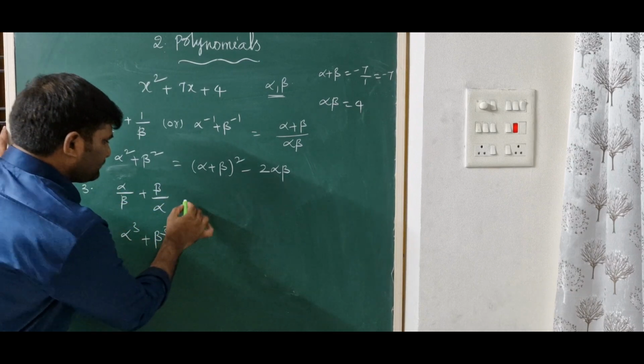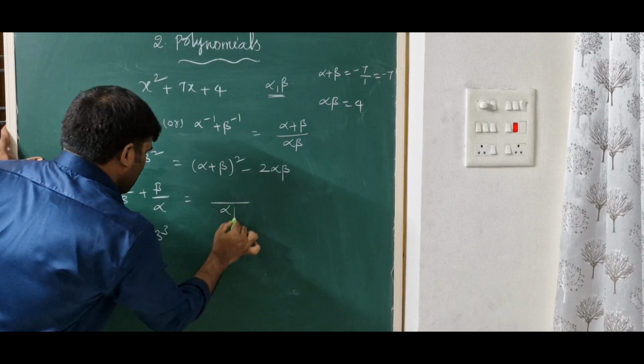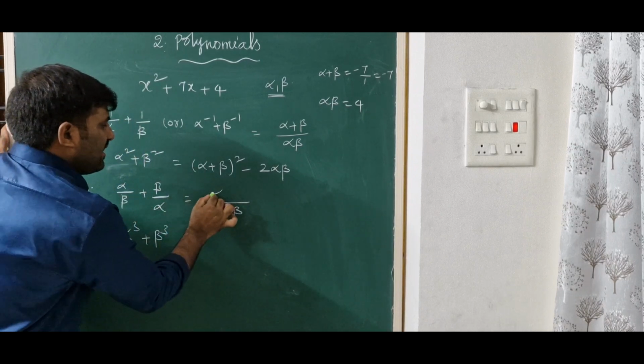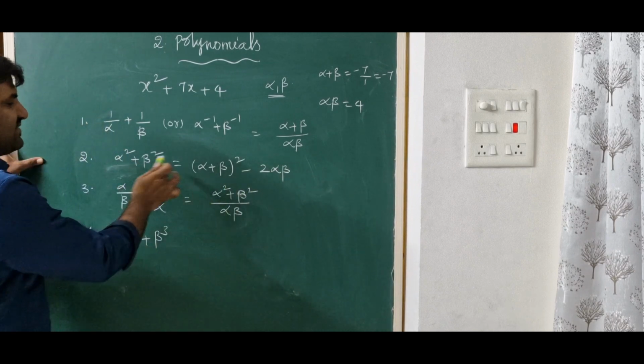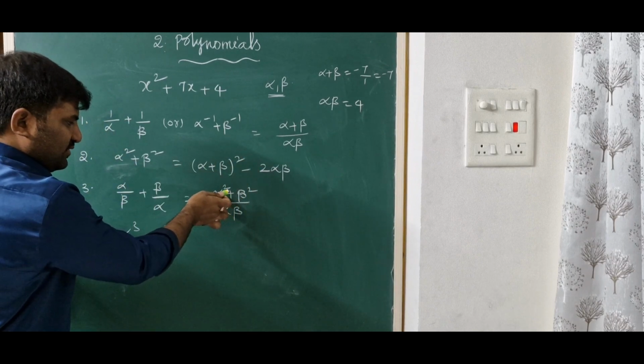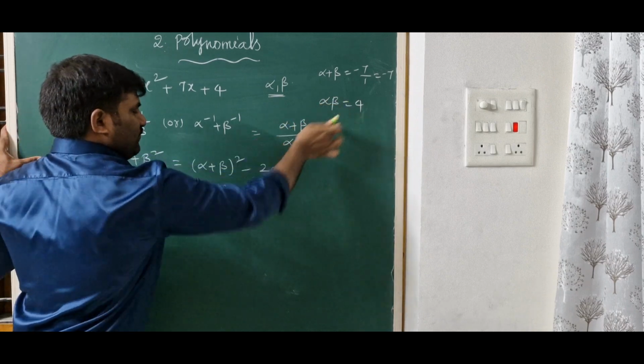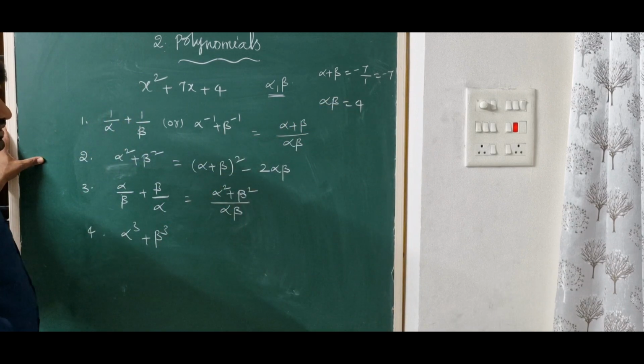Next, this one, if you take LCM alpha beta, you will get alpha square plus beta square. Already you found the value of alpha square plus beta square. Now you can substitute here, and in the denominator you can substitute 4 because alpha beta is 4.